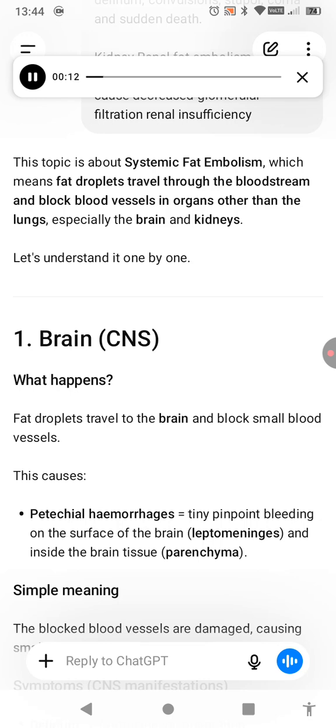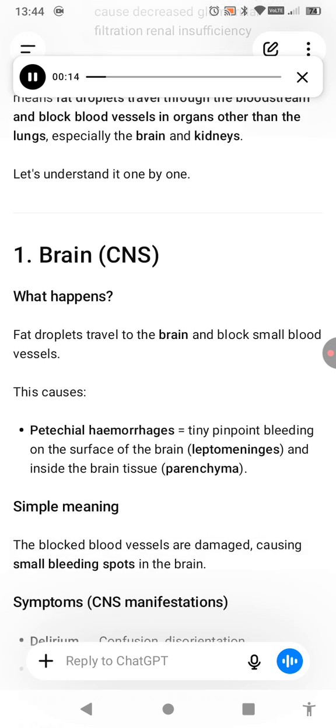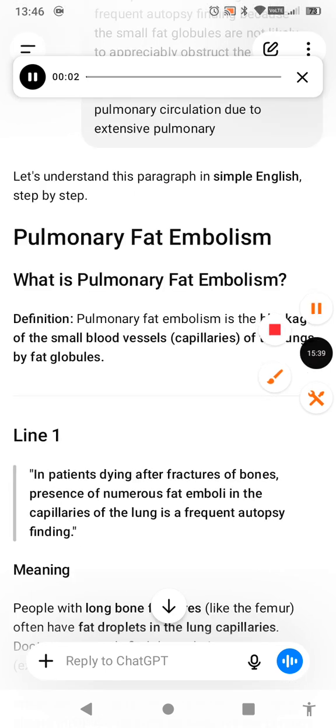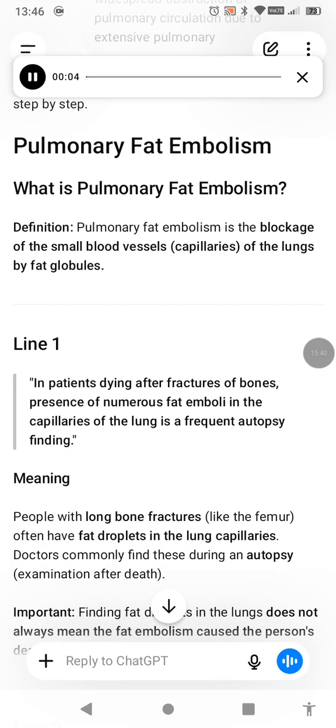Let's understand it one by one. Number one, brain, CNS. What happens? Step by step, how pulmonary fat embolism. What is pulmonary fat embolism? Definition. Pulmonary fat embolism is the blockage of the small blood vessels, capillaries of the lungs by fat globules.